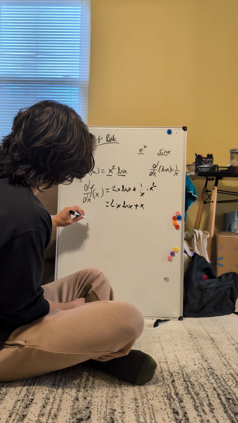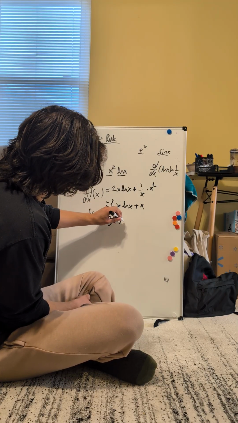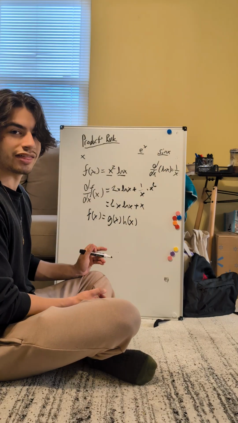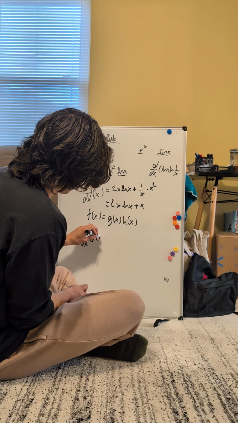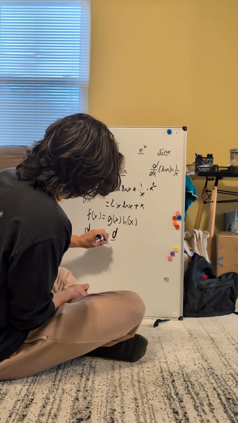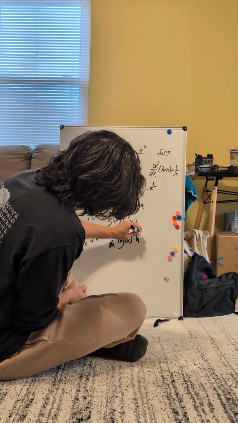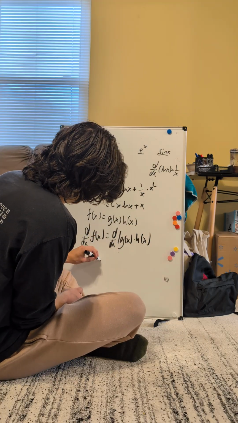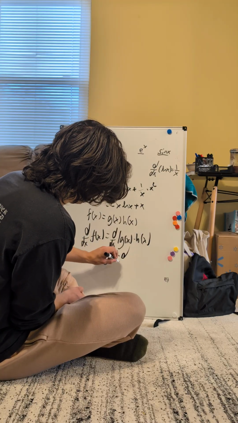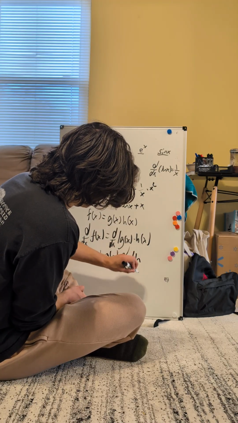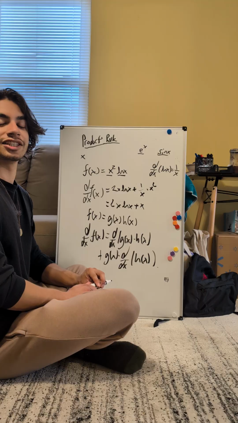So the rule we're using here is if we have a function f of x equals g of x times h of x, then the derivative of this function is equal to the derivative of g of x times h of x plus g of x times the derivative of h of x. And that's the product rule.